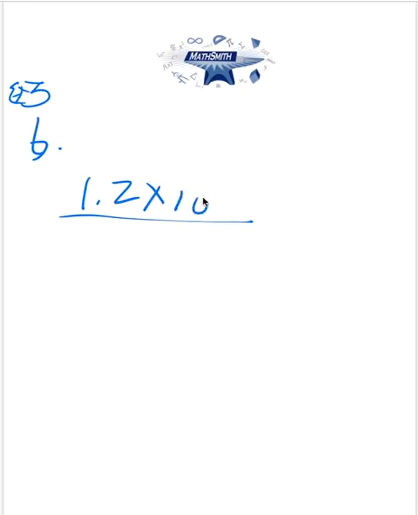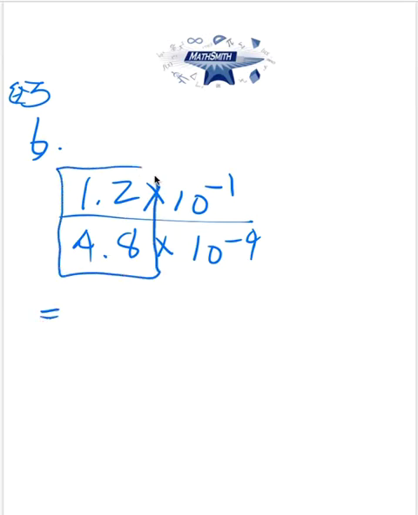Okay, now let's take a look at example 3B. Now we're going to do division. All right, and we have 1.2 times 10 to the negative 1 power over 4.8 times 10 to the negative 4 power. Just like the other part, you're still going to do this part like you normally would in your calculator. You're going to take 1.2 divided by 4.8. What is that? That turns out to be 0.25.